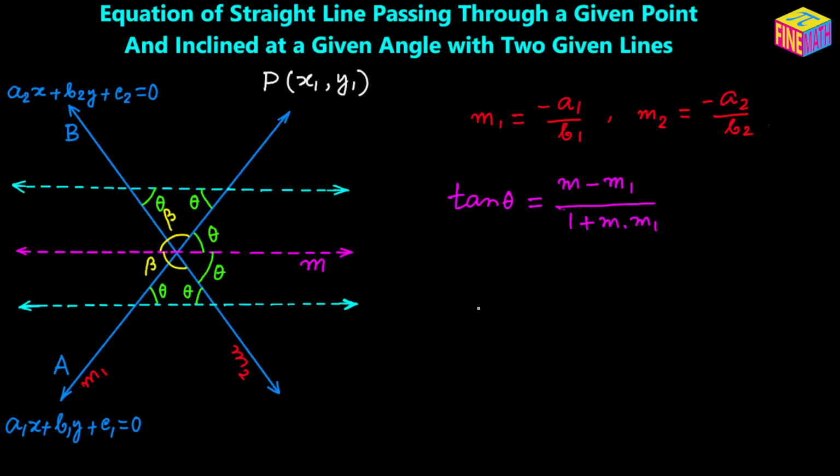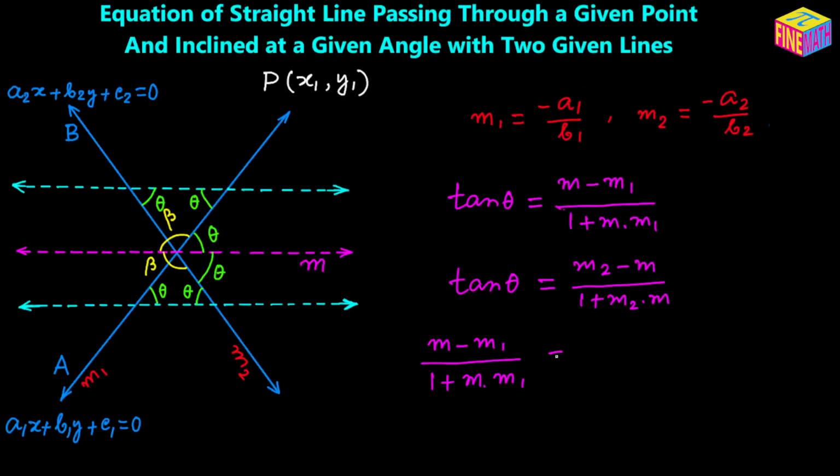And similarly, for the theta angle between the given line B and our new line, can we say that tangent of theta would be equal to (m sub 2 minus m) over (1 plus m sub 2 times m)? And from here we can easily create an equation, and our equation is going to be like this, which is (m minus m sub 1) over (1 plus m times m sub 1), that is definitely equal to the value of the tangent of theta in the other form, which is (m sub 2 minus m) over (1 plus m sub 2 times m). And from this equation, we should be able to calculate the value of m.